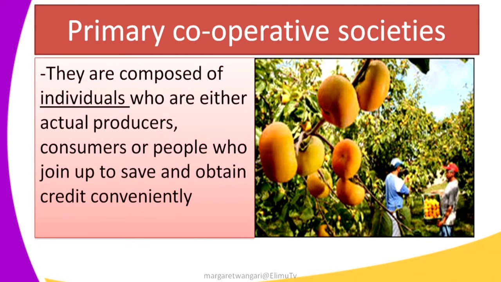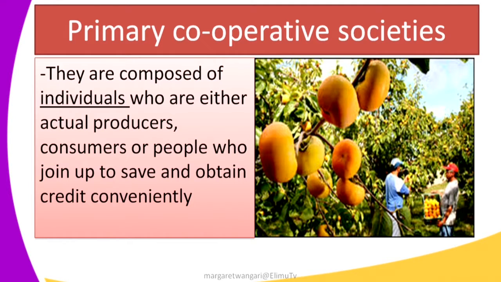Let's now look at cooperative societies. All the cooperative societies that you have, you can either categorize them as primary cooperatives or secondary. Now, what are primary cooperative societies? These are cooperative societies that are composed of individuals who are either actual producers, consumers, or people who join up to save and obtain credit conveniently. So the owners are individuals. If you have a cooperative society that is owned by individuals, we refer to it as a primary cooperative society.